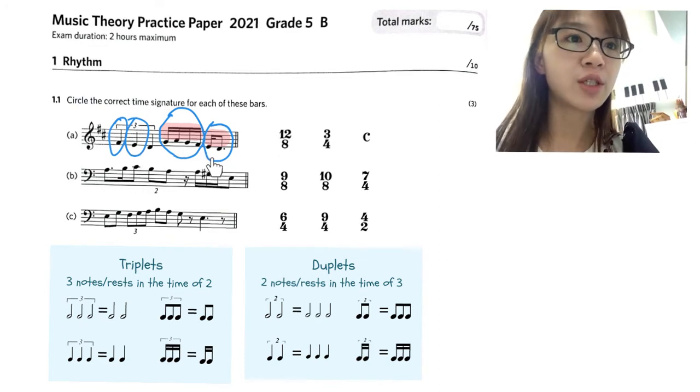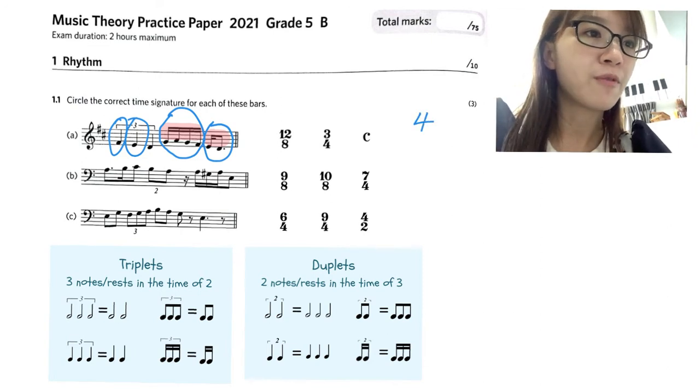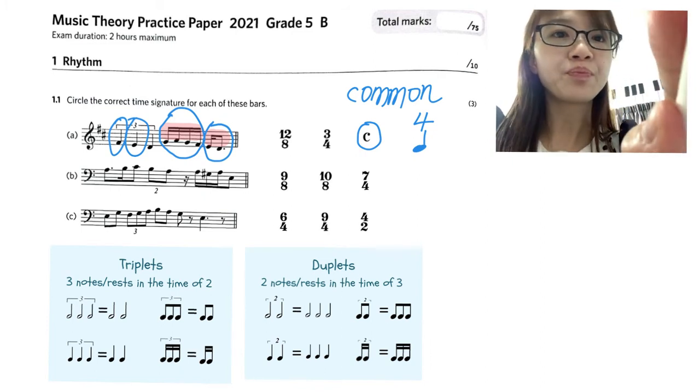So we have 1, 2, 3, 4. Four crotchets. So four crotchets means 4, 4. Four crotchets, you have another name, which is C. C for common time. Common time signature is 4, 4.